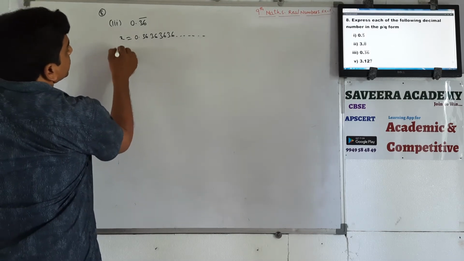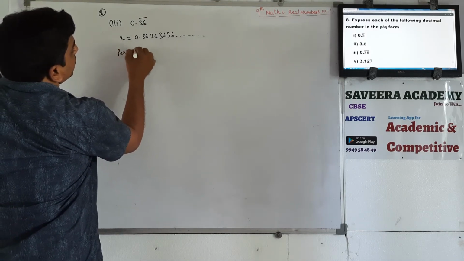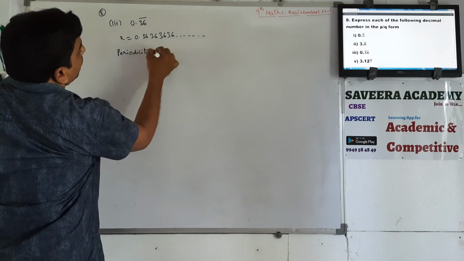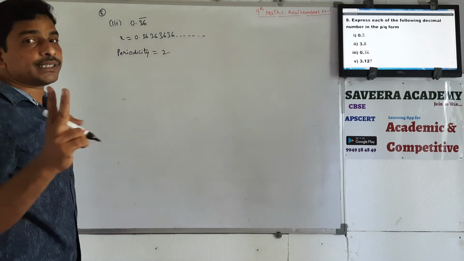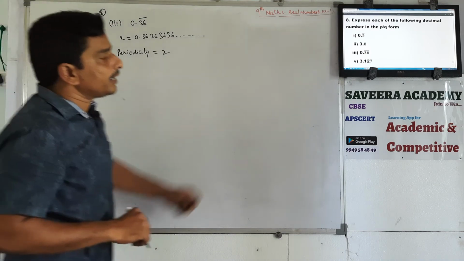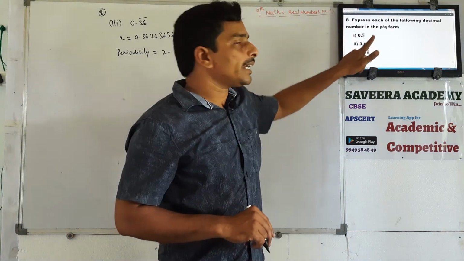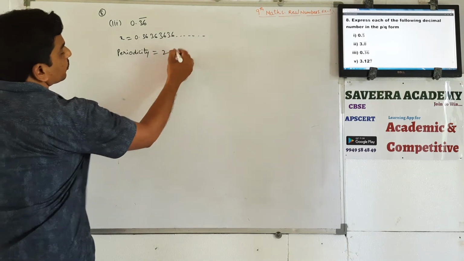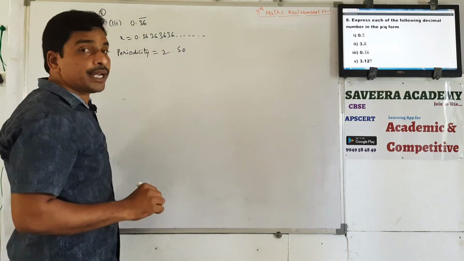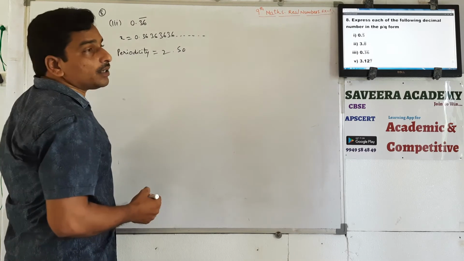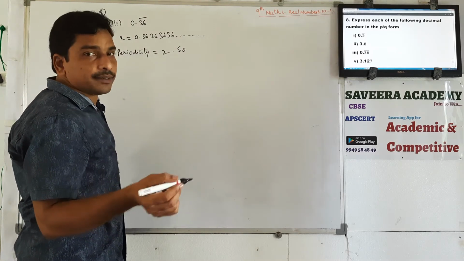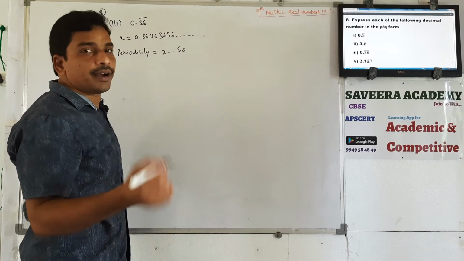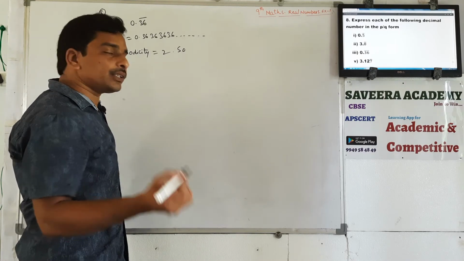Here periodicity is equal to how much? Periodicity is equal to 2 because two digits are repeating here. In the first case only one digit, in the second case only one digit, in the third case two digits are repeating. So periodicity is equal to 2. So by what number we have to multiply? By 100. Periodicity 1 means by 10, periodicity 2 means by 100, periodicity 3 means by 1000, like that.